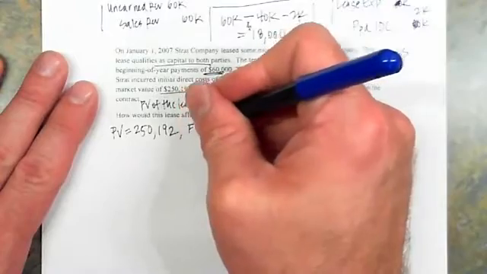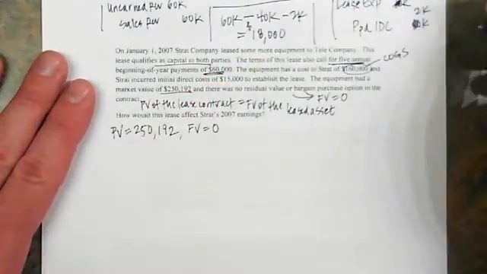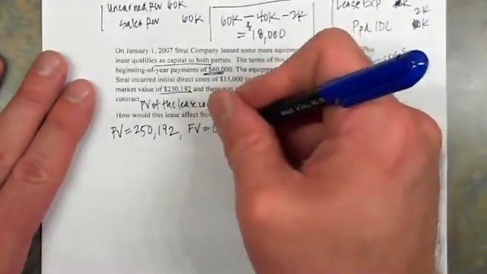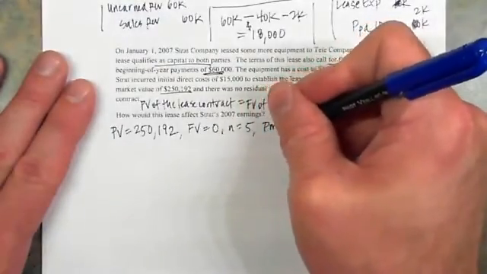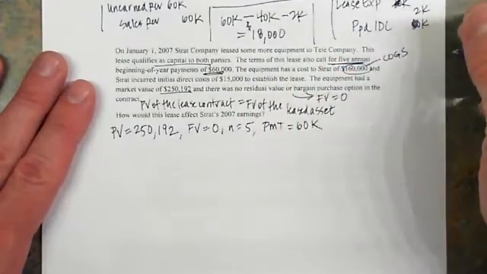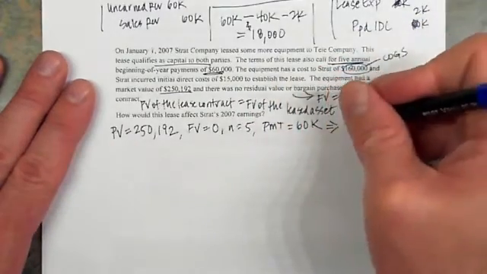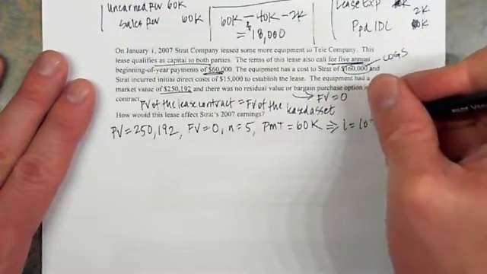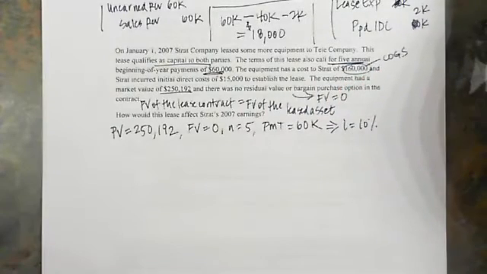We would have a future value of 0 because there's no residual or bargain purchase option. It has a term of 5 years. We have payments of $60,000 happening at the beginning of each year. And that would indicate, when you solve for it, it would impute an interest rate of 10%.